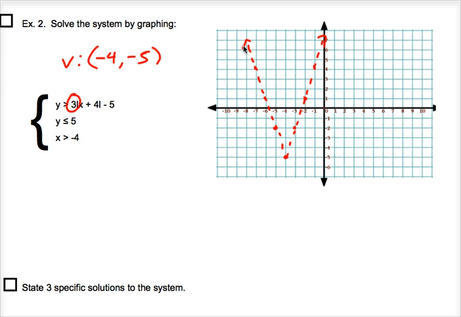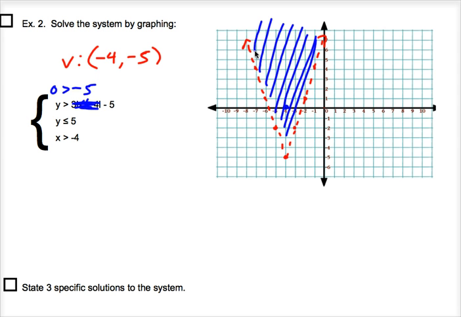And then we need to decide which way to shade. Now you could plug in 0, 0 here, but it's easier to plug in something that's on the axis of symmetry, like -4, 0. That's on the axis of symmetry, which would be x equals -4 in this case. So we're going to plug in -4, 0 to see if that works. 0 is greater than -4 plus 4, which is 0. Absolute value, that's 0. 3 times 0 is 0. So you're left with 0 is greater than -5. And that's true. So that tells me that I need to shade inside because 0, 0 is inside, and we want that to be a solution.